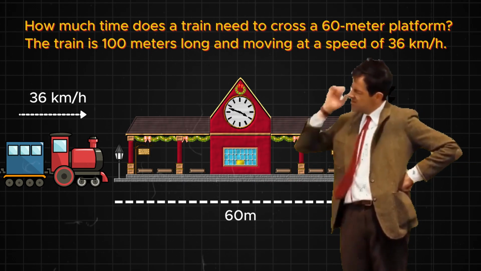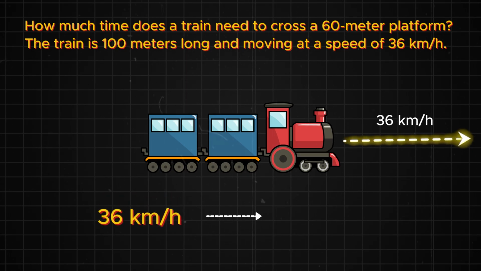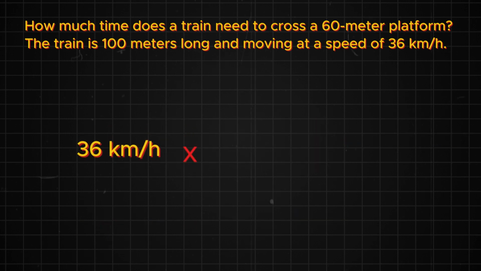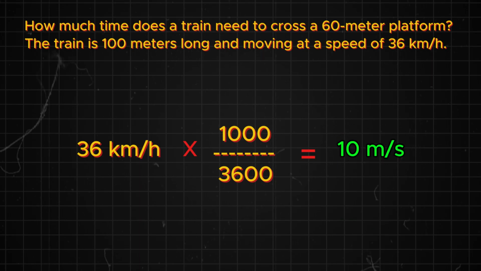Here's the solution. Step 1. Convert speed. First, convert the train's speed from 36 kilometers per hour to meters per second. Multiply 36 by 1,000 and divide by 3,600. That gives you 10 meters per second.